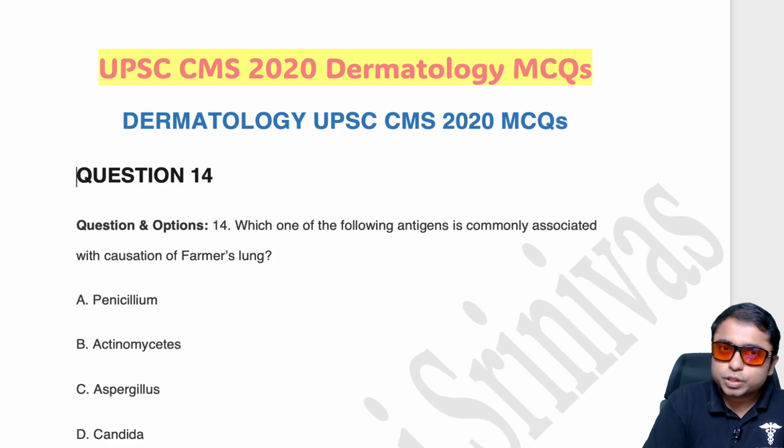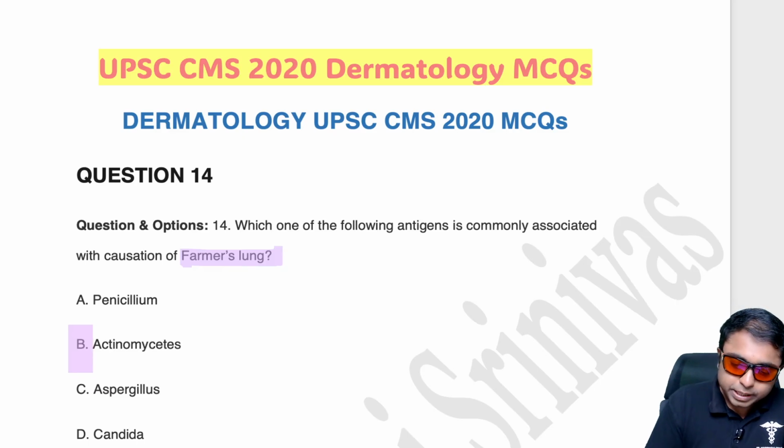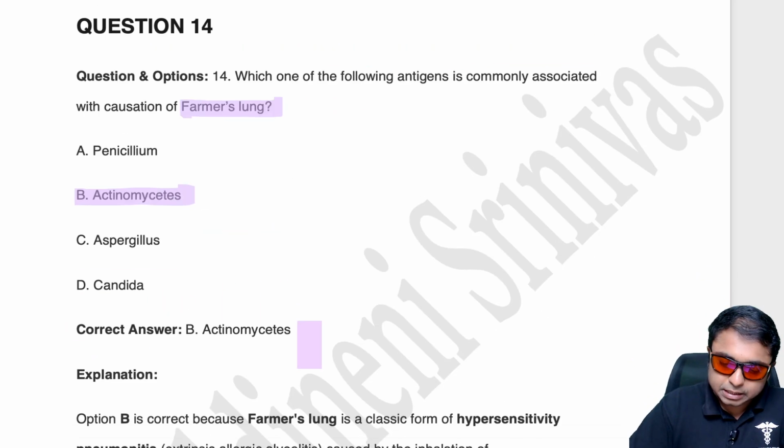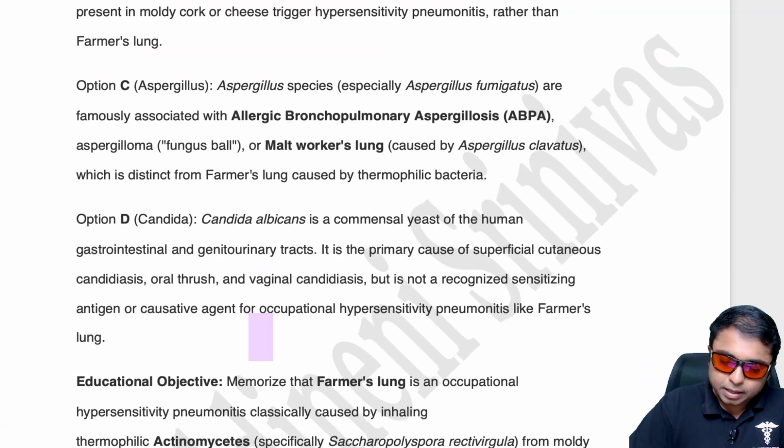This is the first question. If you know the answer for this, please put it in the comment section. Which one of the following antigens is commonly associated with the causation of the farmer's lung? So yes, the answer is actinomyces. Actinomyces is the correct answer for this question, right?